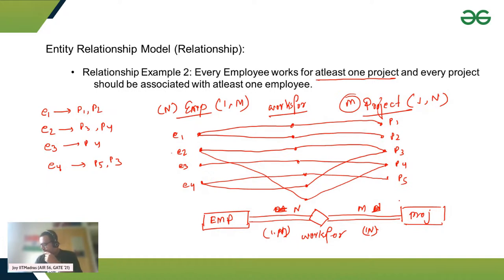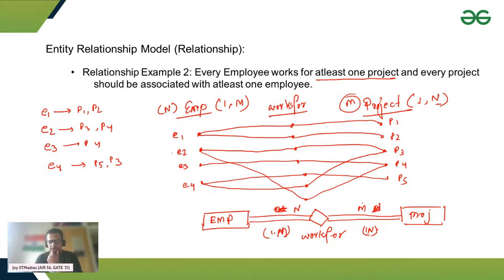Are there any questions? Here is one question: what is the cardinality of ER? In the entity relationship model, cardinality is the maximum number of relationships in which one entity can take part. Here, if there are M projects and N employees, then one employee can take part in up to M projects. So the cardinality for employee is basically the maximum number of projects, that is M, and for the project it is N, the number of employees that can take part in one project. So it is written like this: for the project, the cardinality is N, and for the employee, the cardinality is M.